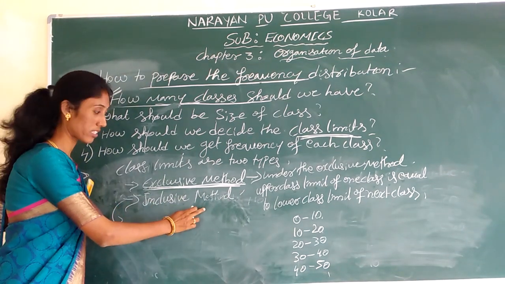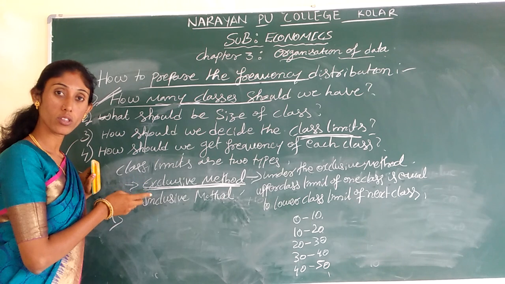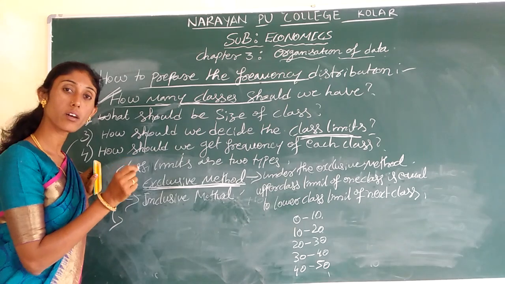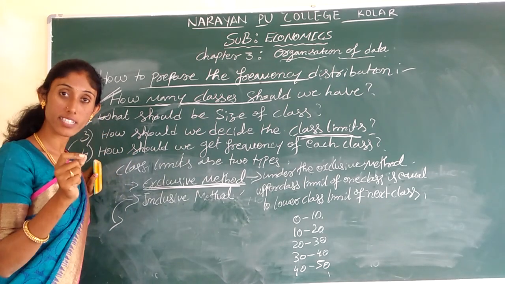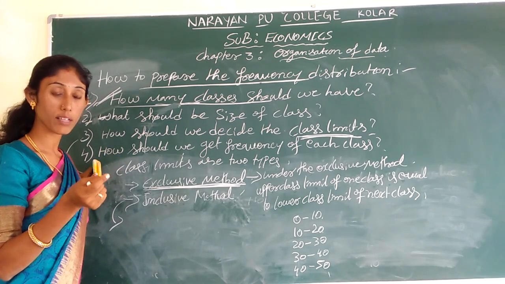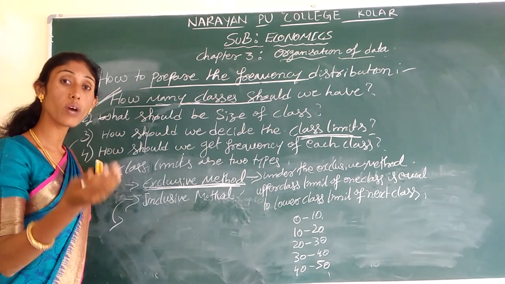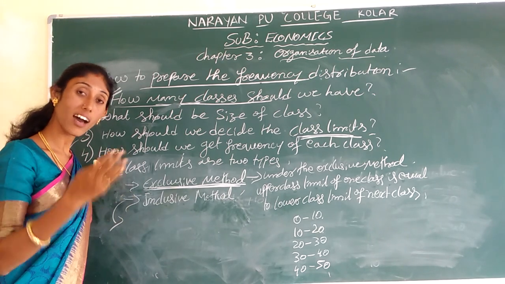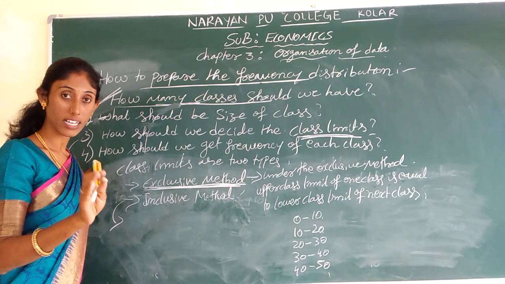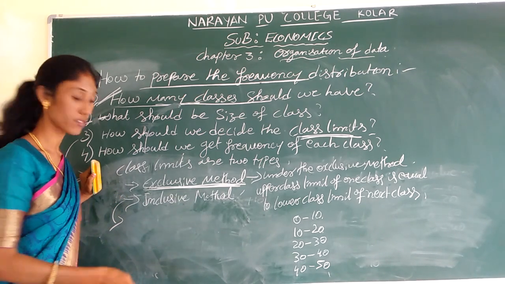Under the inclusive method, both the upper class limit as well as the lower class limit will be only part of that particular class itself. Are you understood? Both the upper class limit as well as the lower class limit of the class are only part of that class itself. It will not move to the next class. The upper class or lower class value will never move to the next class. It will be part of that class only.